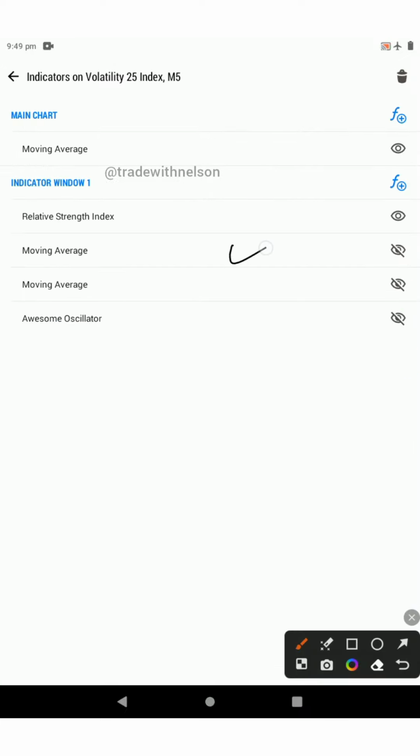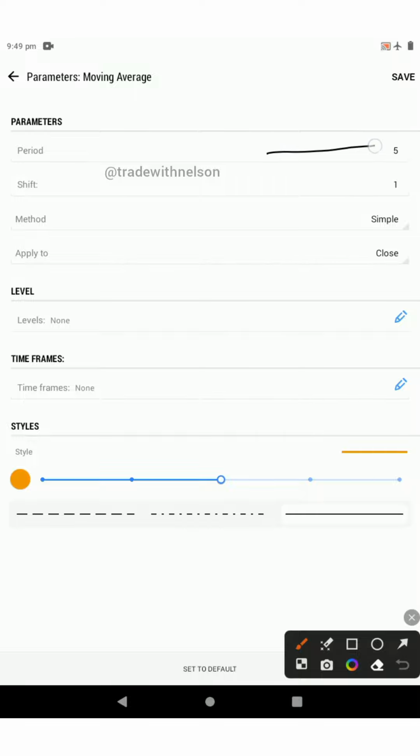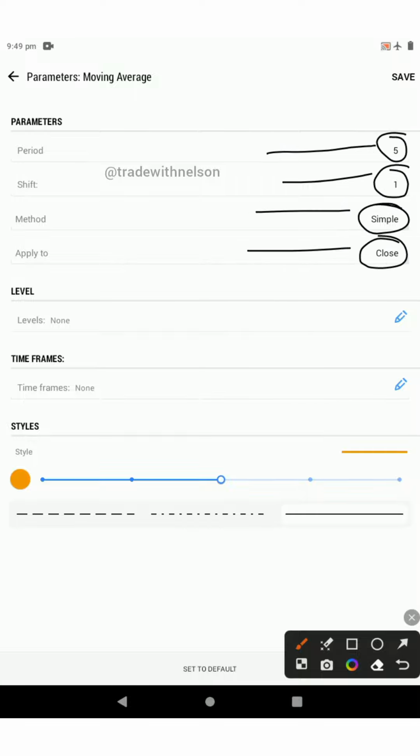The next indicator is the moving average. To select that, click on the F icon on indicators Windows 1. Moving average, make your period to be 5, shift to be 1, method to be simple, apply to close. For the style, make it color of your choice and make it 3 pixel. After that, click on save.